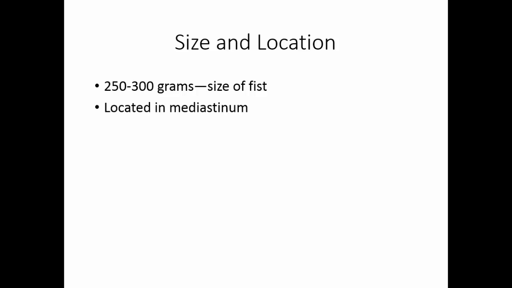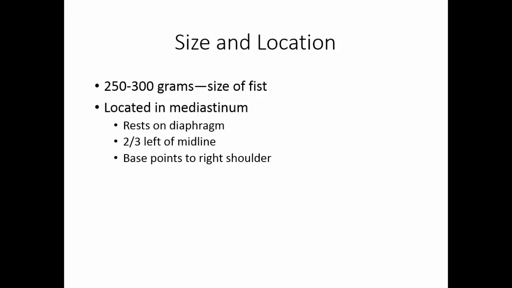The heart weighs between 250 and 300 grams and is about the size of your fist. It's located in the tissue between your lungs known as the mediastinum. One side of the heart rests on the diaphragm. The heart is a little more to the left. It's not right in the middle, so it's about 2/3 to the left of midline. The base of the heart points towards your right shoulder, and the apex points towards your left hip.